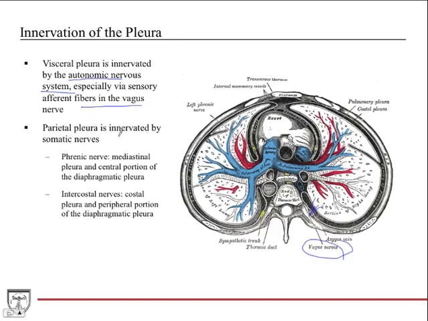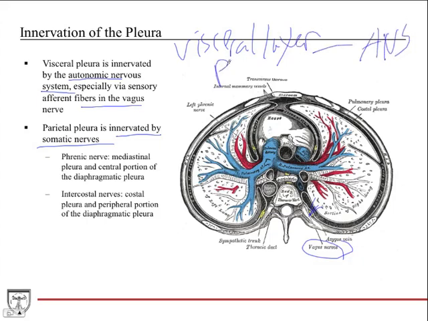The parietal pleura is actually innervated by the somatic nerve. This is a really important distinction to be made. So the visceral layer is autonomic or visceral innervation, and then the parietal layer is somatic. Okay, so what does that mean?